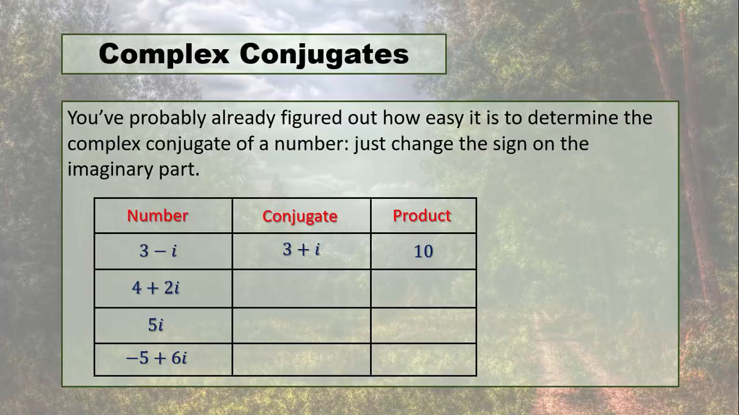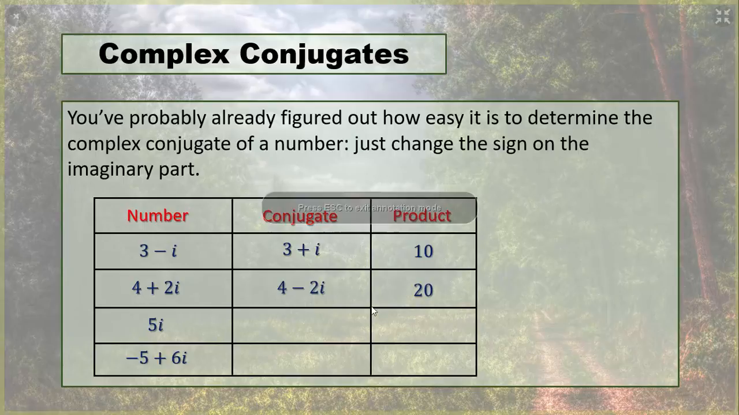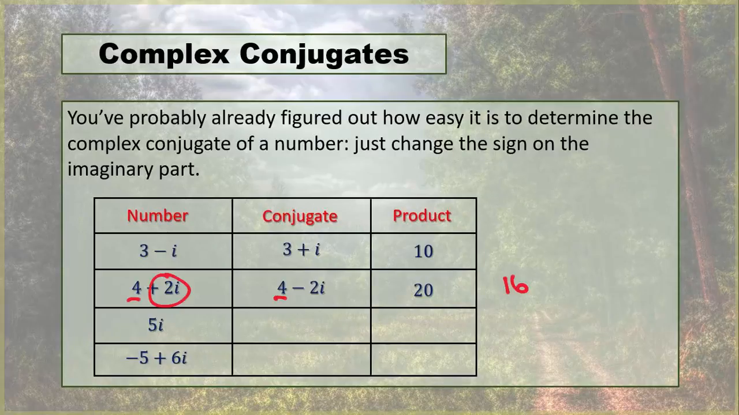4 plus 2i, the conjugate, 4 minus 2i. The product, and hopefully you guys can get to a point where you don't have to distribute the whole thing, but 4 times 4 is 16. 2i times negative 2i is minus 4i squared. So that becomes 16 plus 4, which is 20.